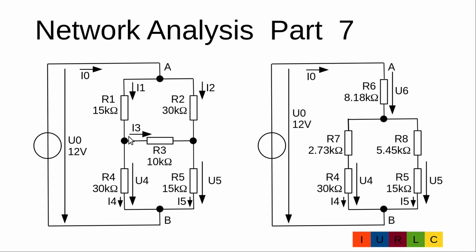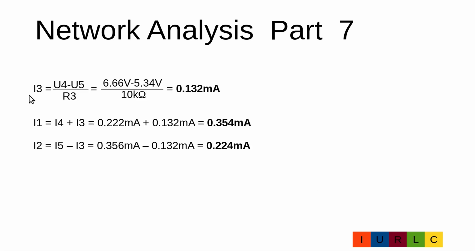Finally we can calculate I3, I1 and I2. I3 is U4 minus U5 divided by R3. I1 is I3 plus I4 and I2 is I5 minus I3. With concrete numbers, I3 is 0.132 milliamp, I1 is 0.354 milliamp and I2 is 0.224 milliamp.